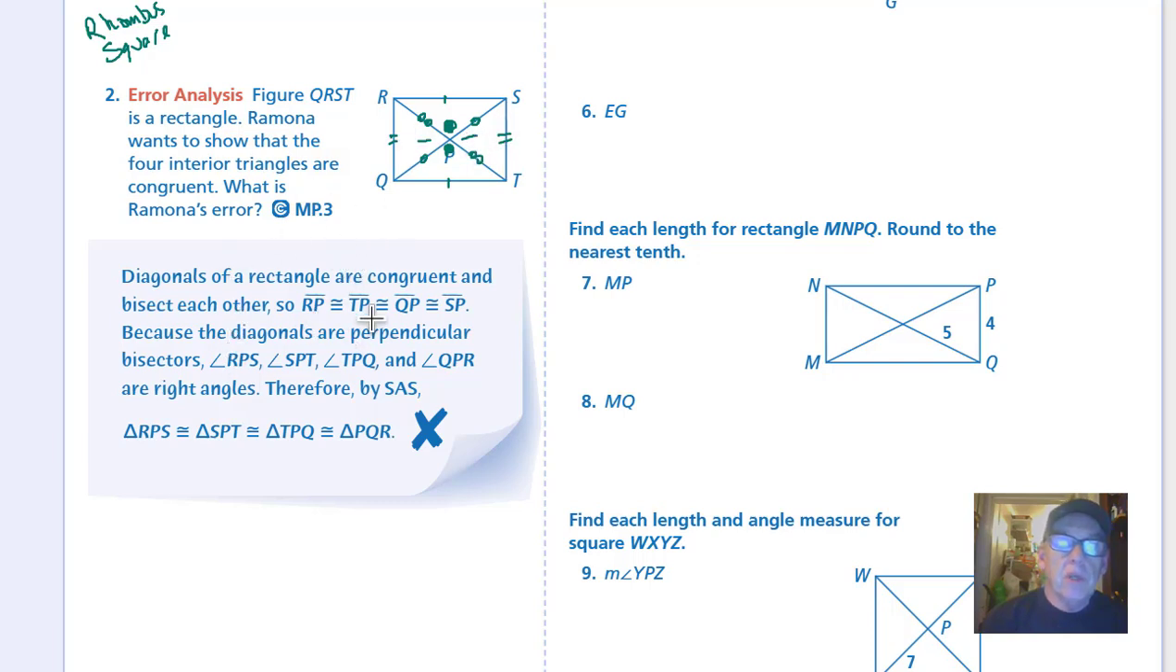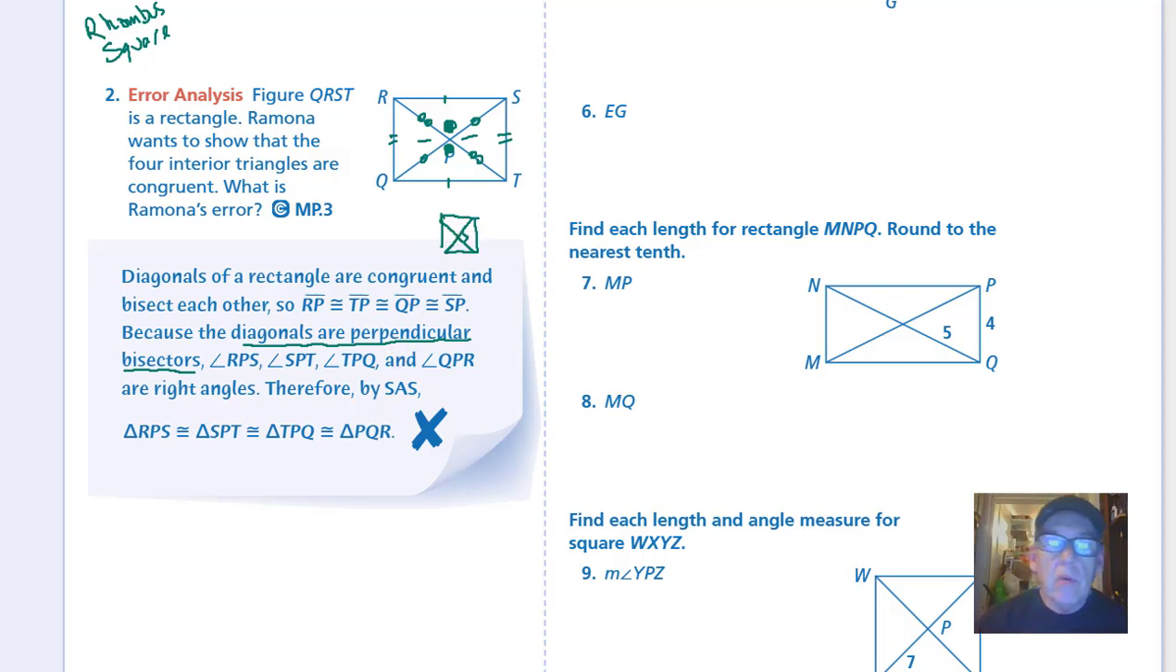Okay, so let's see what she did. Diagonals of a rectangle are congruent and bisect each other. So RP is congruent to TP. Okay, so that's true. Because the diagonals are perpendicular bisectors. Now, there's the mistake. The diagonals are not perpendicular bisectors in a rectangle. In a rhombus, which would include a square, the diagonals would be perpendicular bisectors and make right angles.